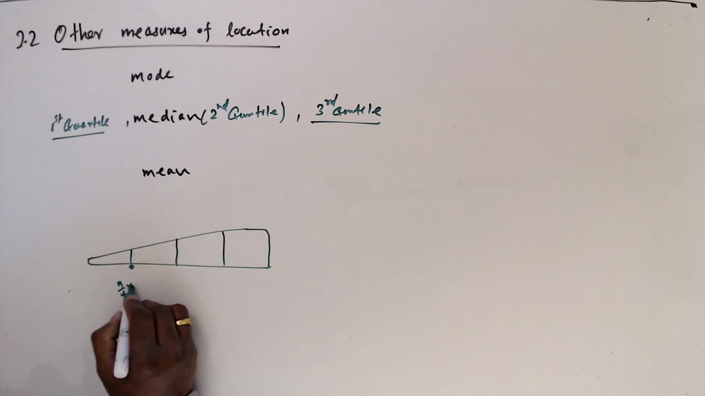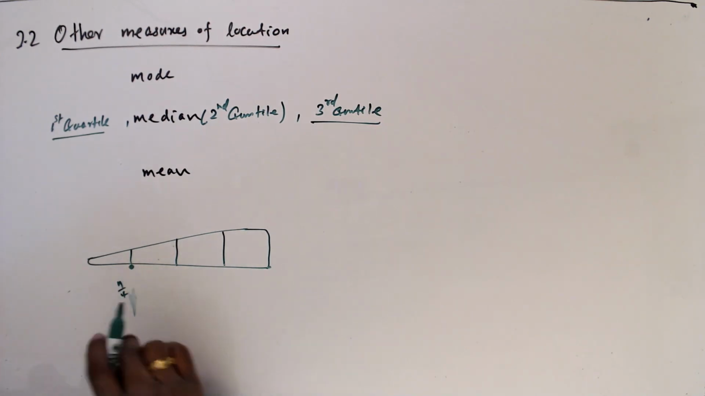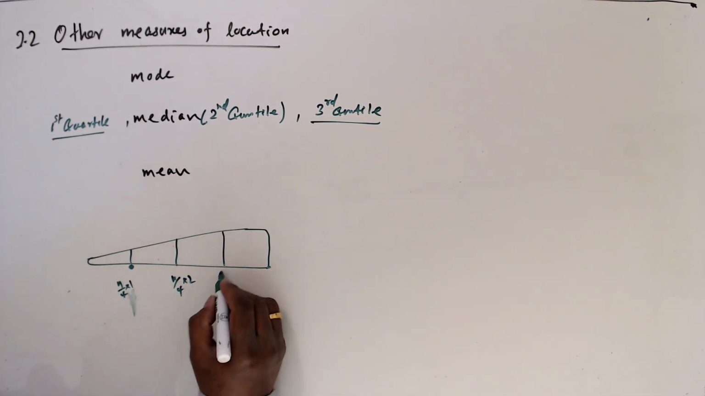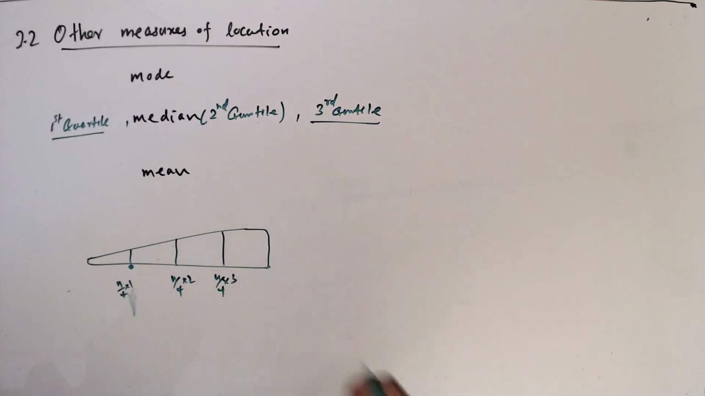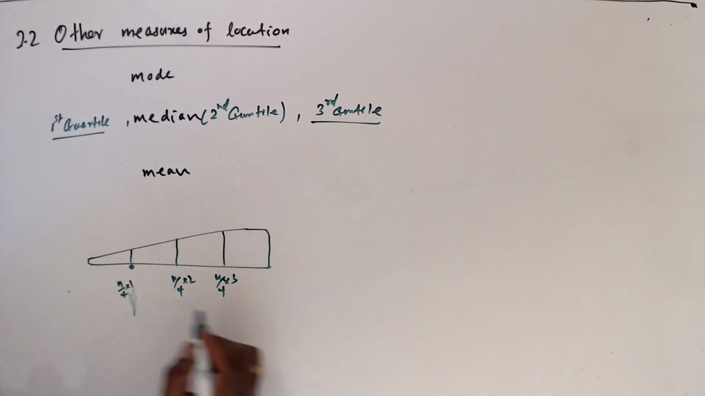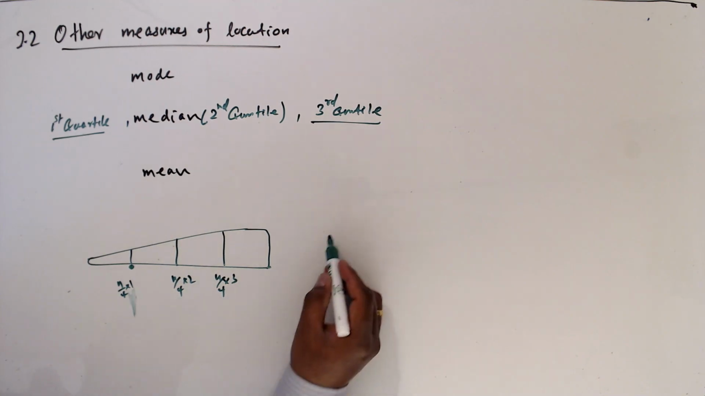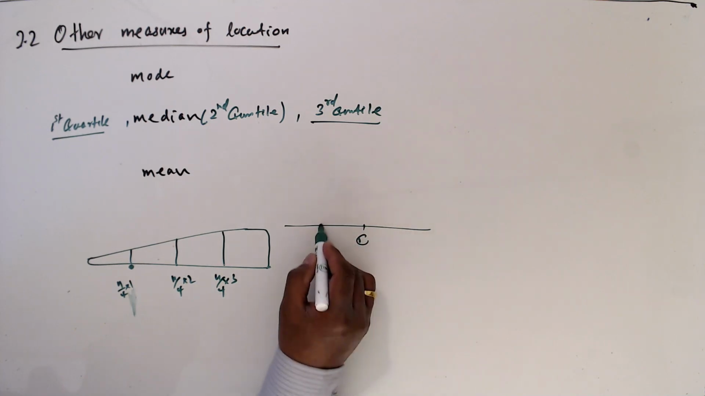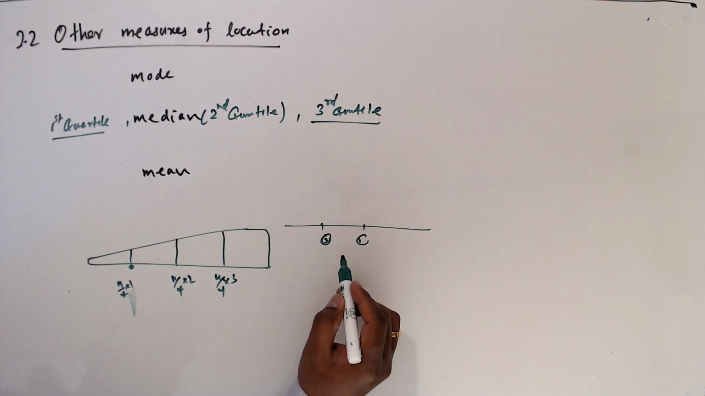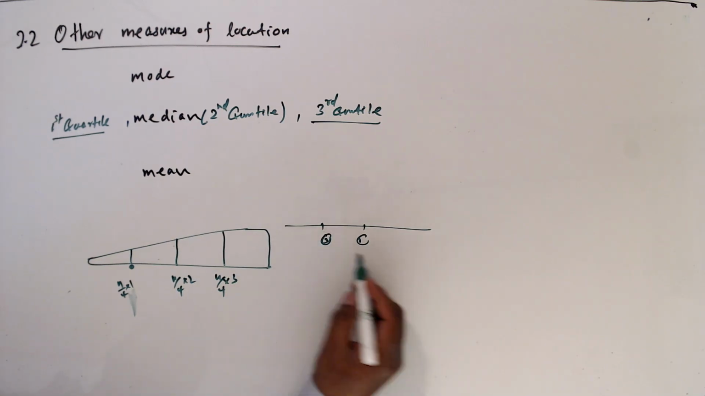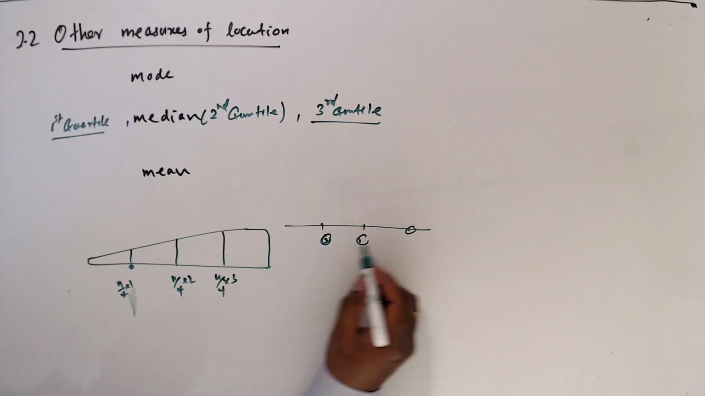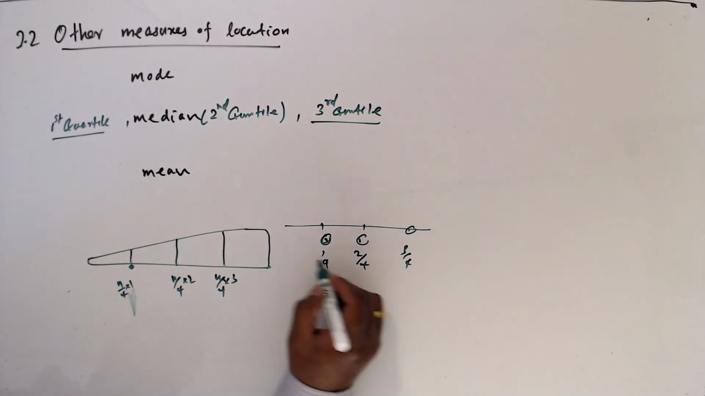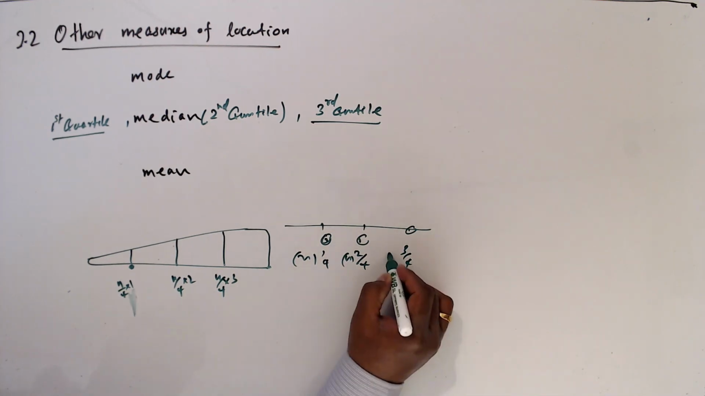N divided by 4 is the first one. Then n divided by 4 times 2 is the second cross section. N divided by 4 times 3 is the third cross section. So we do the same thing with the data. When we have a data set, we look at the middle one, the 1/4 one, and the 3/4 one: 1/4, 2/4 and 3/4 of that data set.